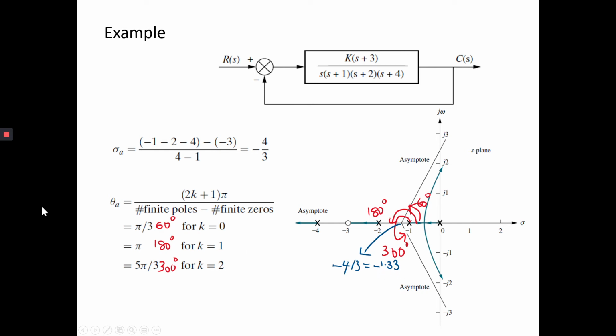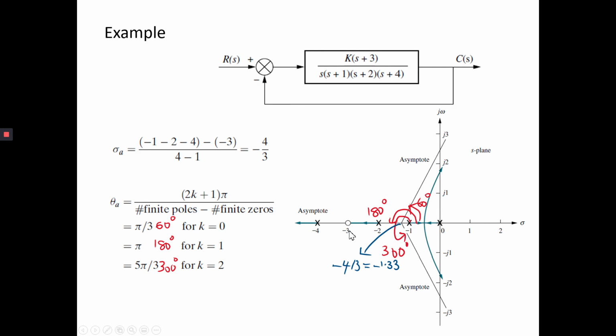equal to -1.33. The next one, we calculate the asymptote angle, using the formula 2k plus 1 multiplied with pi or 180 divided by the number of poles minus the number of zeros. Okay, so for k you can use 0, 1 and 2, that's enough. For k equal to 0, the angle is pi over 3 or 60 degrees. So this is for k equal to 0. For k equal to 1, the angle is 180 degrees from this point to this point. And for k equal to 2, the angle is 300 degrees, this point.